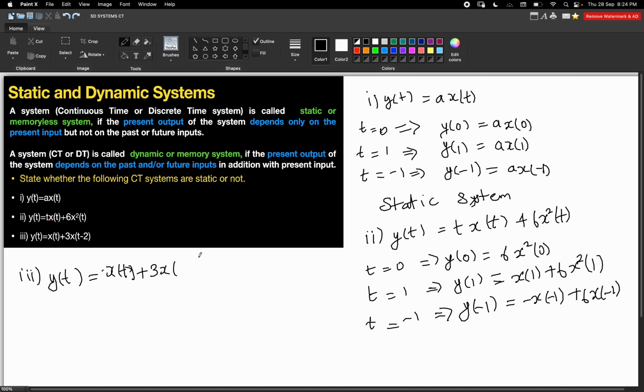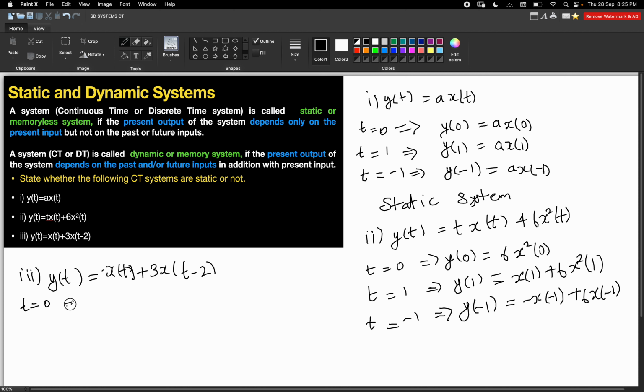Let us consider the third system represented by the equation y of t equal to x of t plus 3 into x of t minus 2. In this case, you can observe the equation and find that the present output y of t is not only depending upon the present input x of t but also depending upon the past input x of t minus 2. For justification, you can just mention it with a few values of t. So first I am taking t is equal to 0.